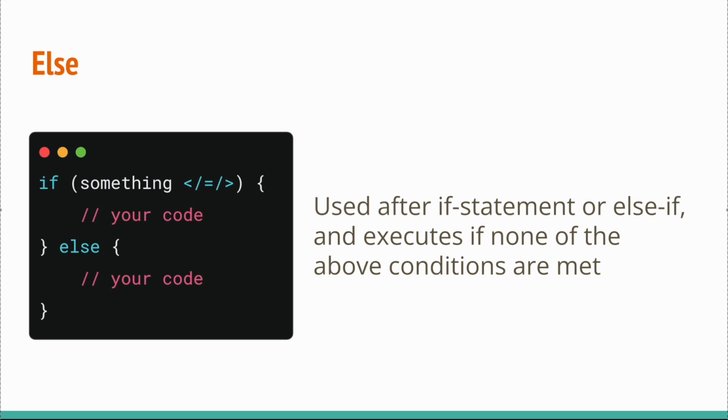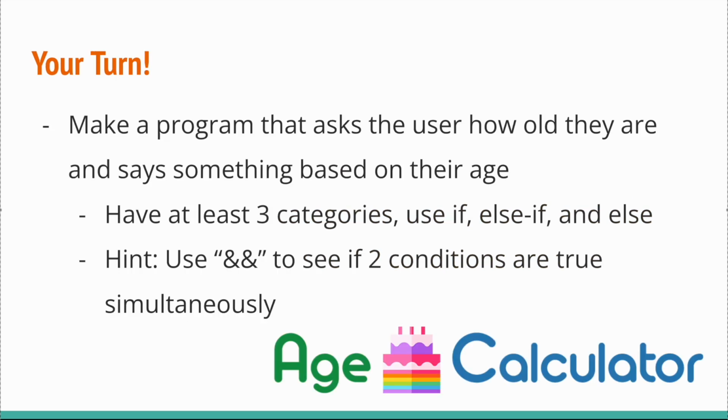So it's your turn. Make a program that asks the user how old they are and print something based on their age. You want to create at least 3 different categories using the if, else if, and else statements we just learned. And a helpful hint is to use the double ampersands to see if 2 conditions are true simultaneously. So give this a try and come back once you're ready to see an example answer.